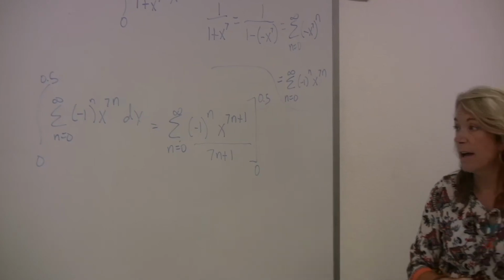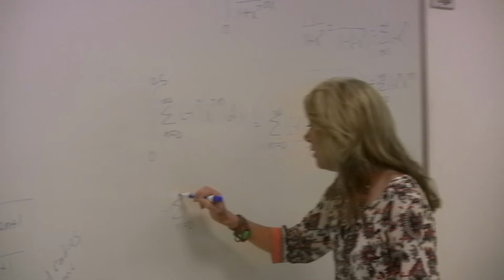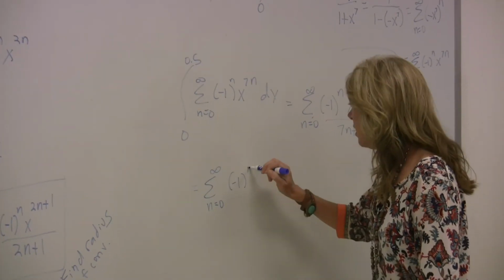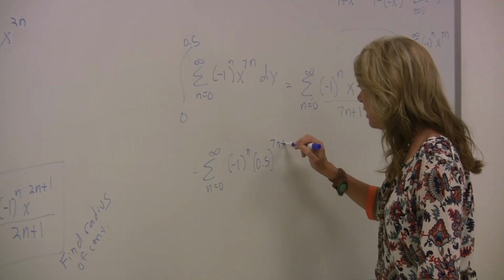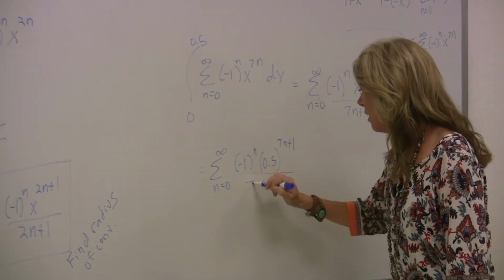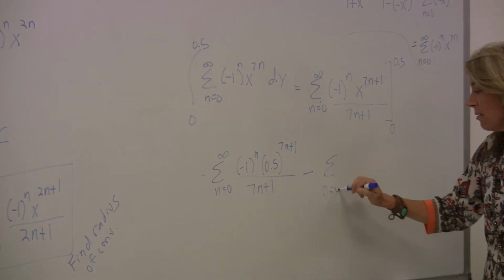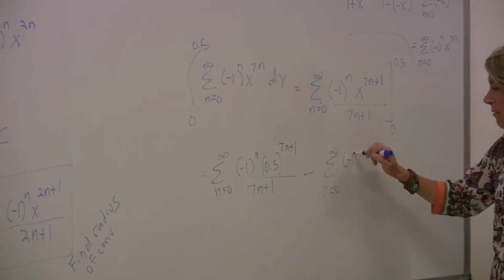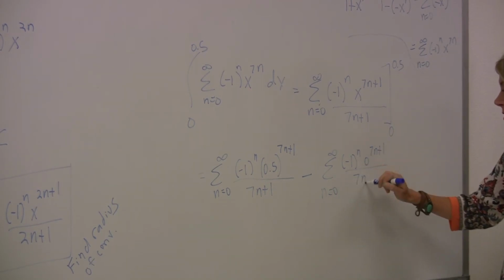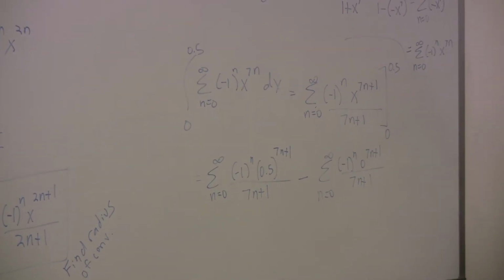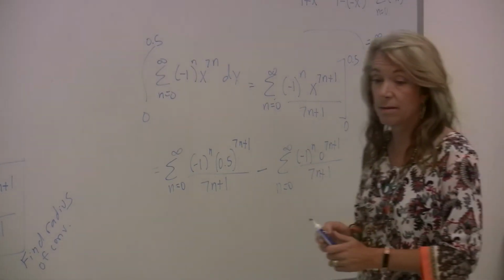So I'm going to plug in 0.5 for x. The sum from n equals 0 to infinity of negative 1 to the n, 0.5 to the 7n plus 1 over 7n plus 1, minus. Now I'm going to plug 0 in there, and some of you already see it, but I want to write it out so everyone sees what it does. So I plugged in 0.5 for x, and I plugged in 0 for x.